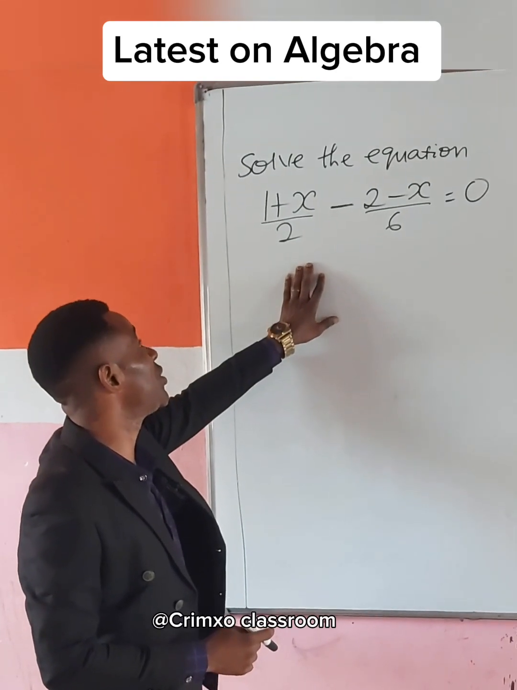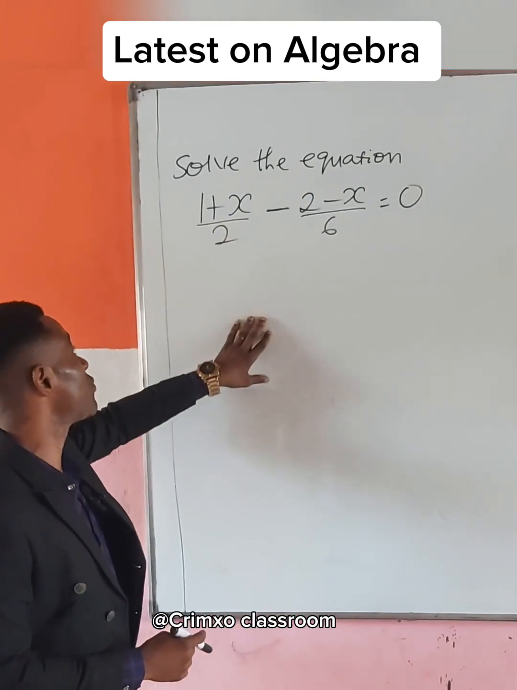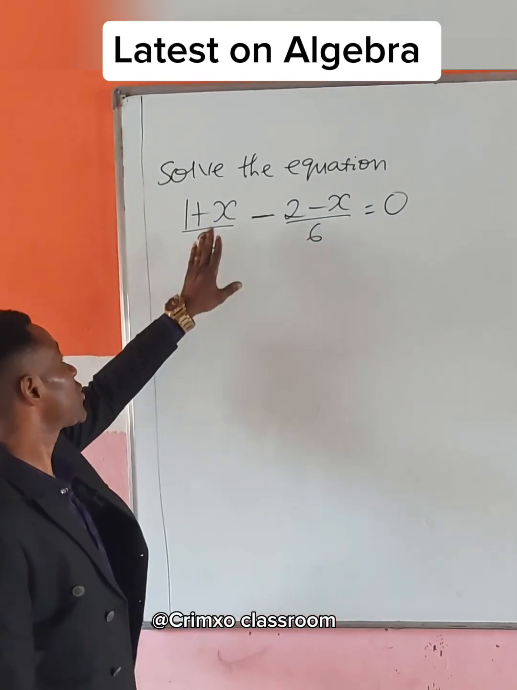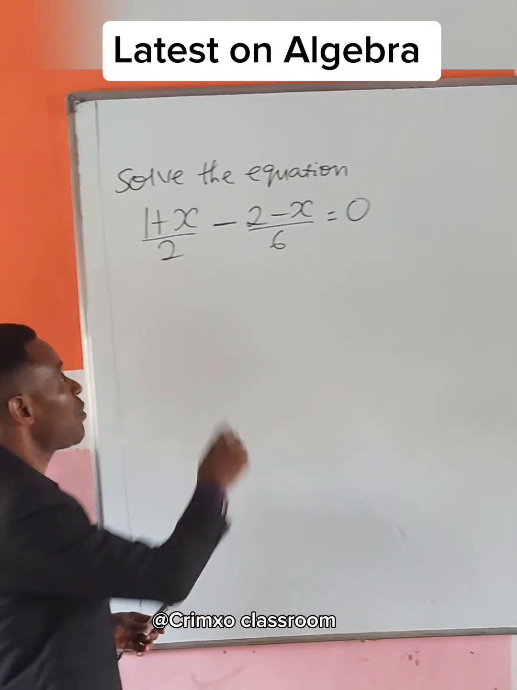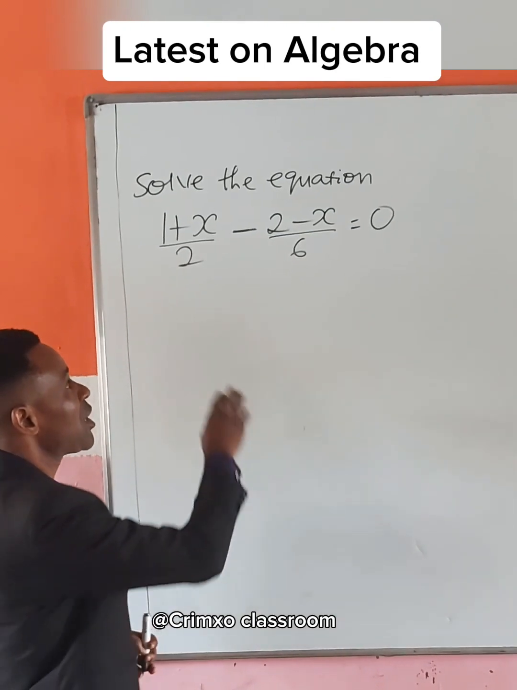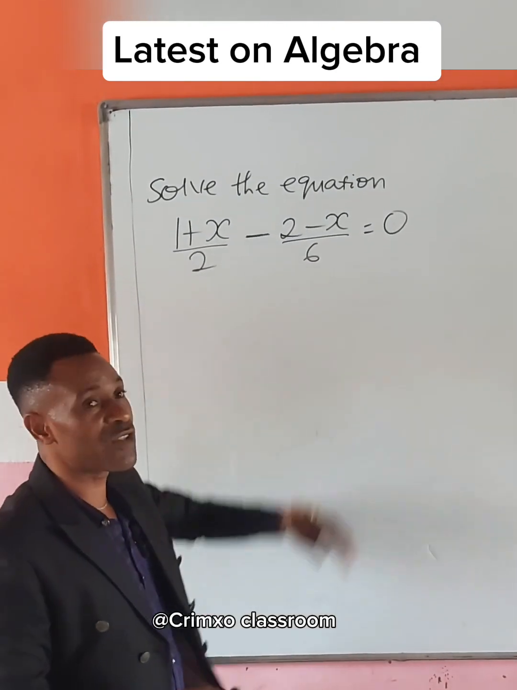This is another wonderful edition on mathematics. Look at this. We are going to solve this mathematics. Solve the equation (1 + x)/2 − (2 − x)/6 = 0.